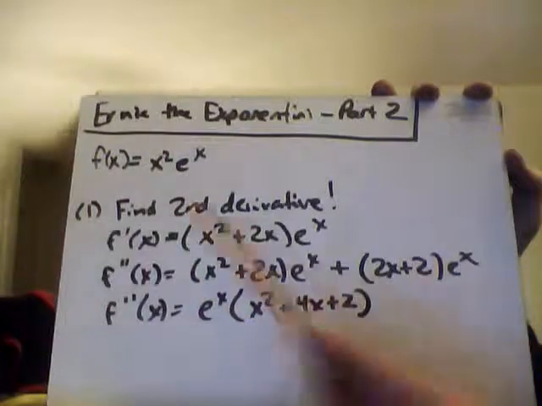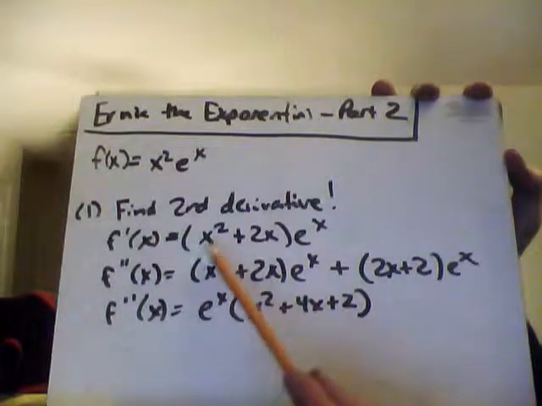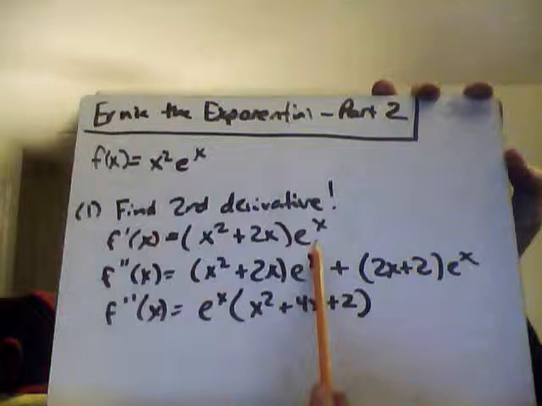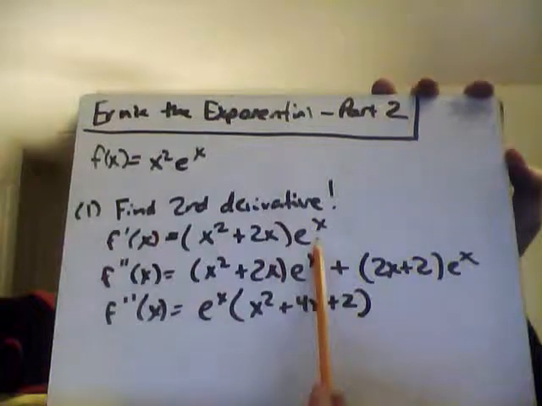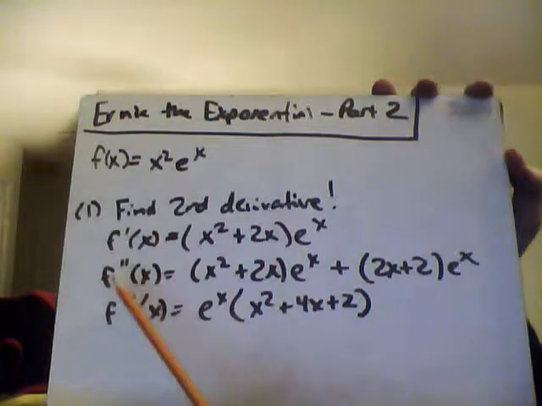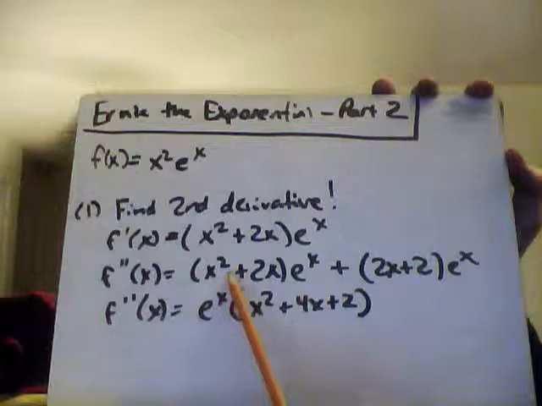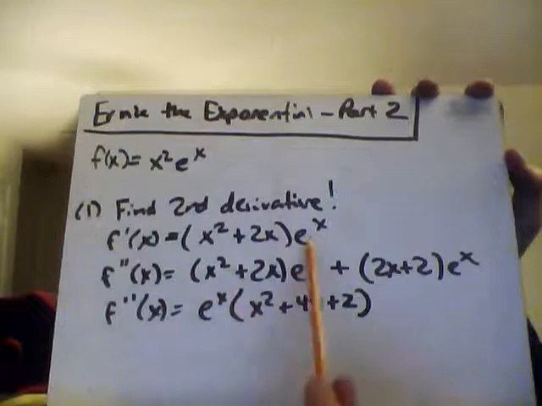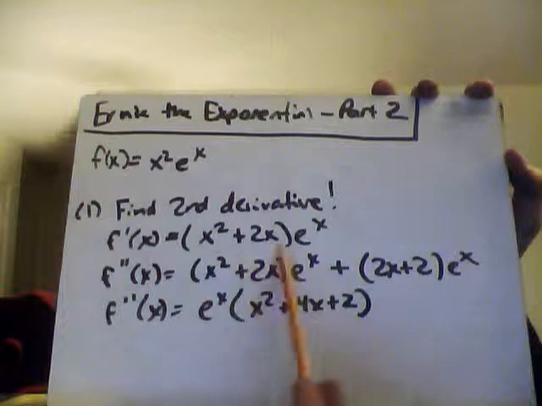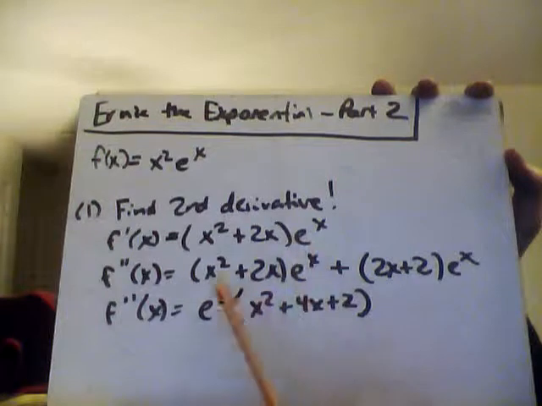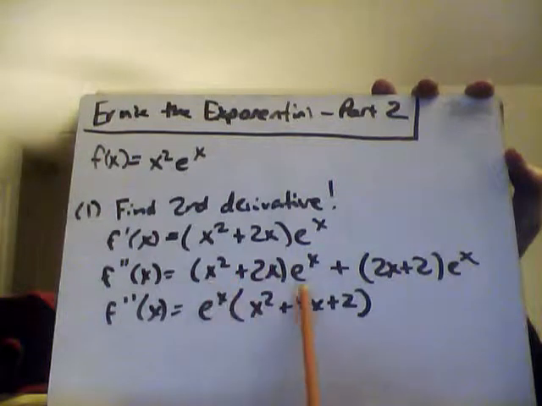In the first part, we found the first derivative using the product rule. It was x squared plus 2x times e to the x. If you want to see why that is, go back to part 1. F double prime will also be found using the product rule. The derivative of e to the x, if you'll remember, is just e to the x. So we'll leave this alone, take the derivative of this.